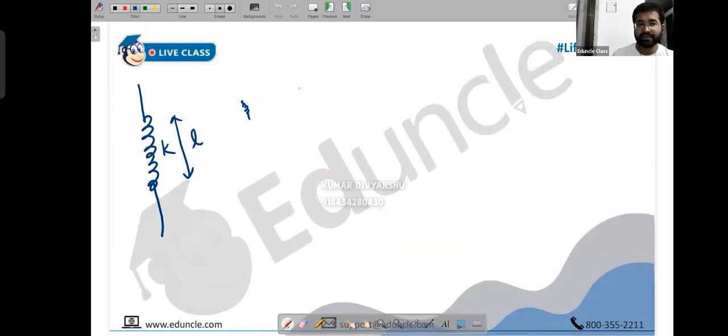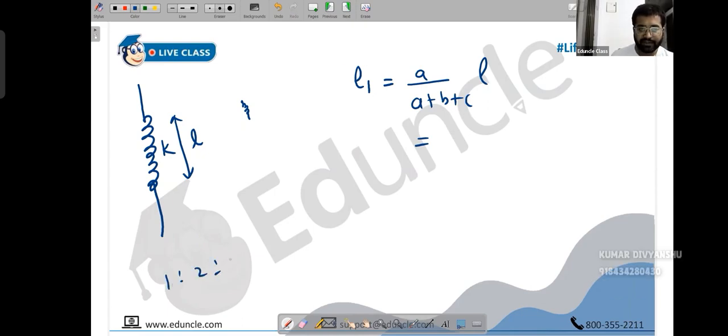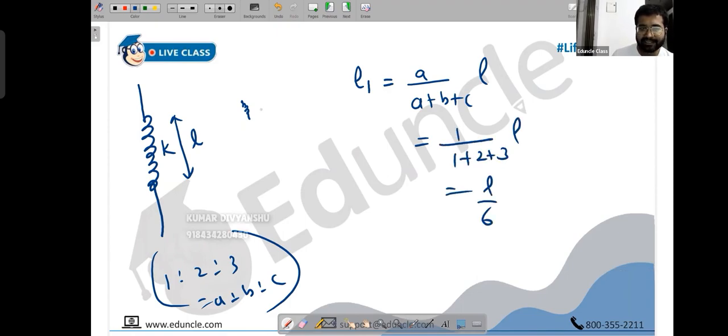Well, the ratio is 1 is to 2 is to 3. So listen, how do we find the values? Understand, L1 is basically A upon A plus B plus C into L. Okay, so ABC is the ratio basically. This is how you find the length. What is the ratio they have given you? 1 is to 2 is to 3. This is A is to B is to C. So this becomes 1 upon 1 plus 2 plus 3 times L. So this becomes L by 6. So the first part is L by 6.